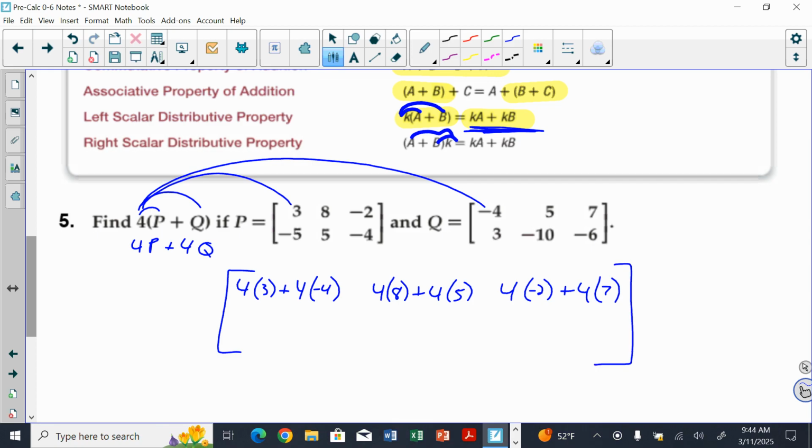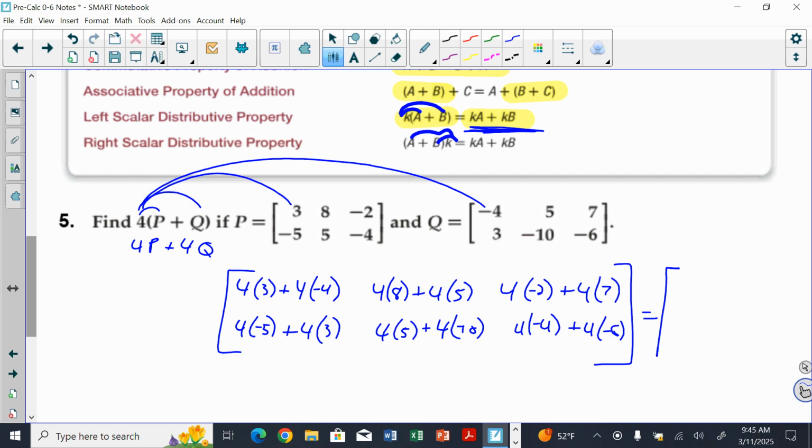And then the bottom ones: 4 times -5 plus 4 times 3, 4 times 5 plus 4 times -10. And finally, 4 times -4 plus 4 times -6. Okay, so you don't have to write that all out. If you can do that in your head, it's no problem. So it's no big deal.